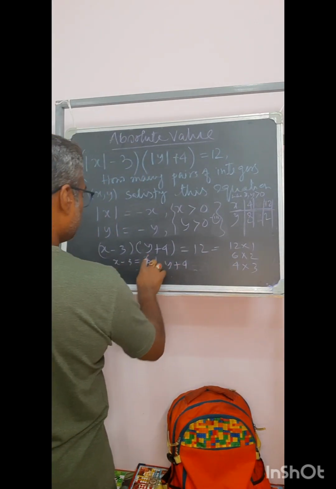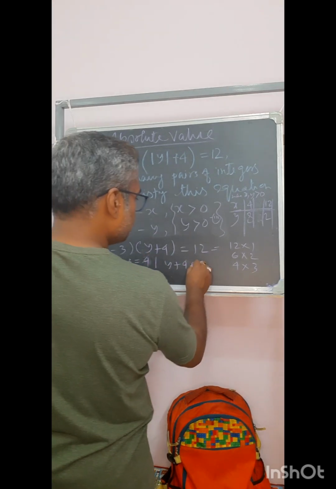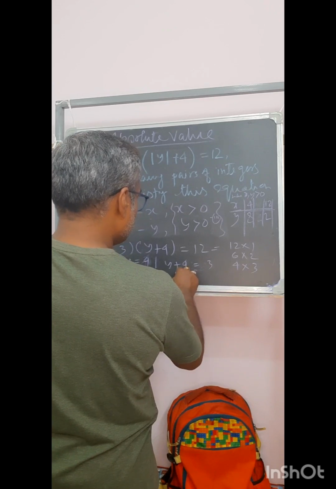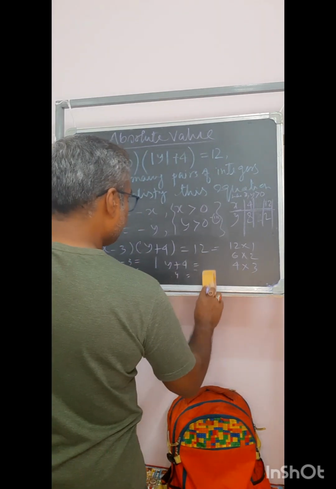So now come to the third one. If it is 4, x is equal to 7. Okay, x plus 2 is equal to 3. y is equal to minus 1, not possible. So it will not be a solution.